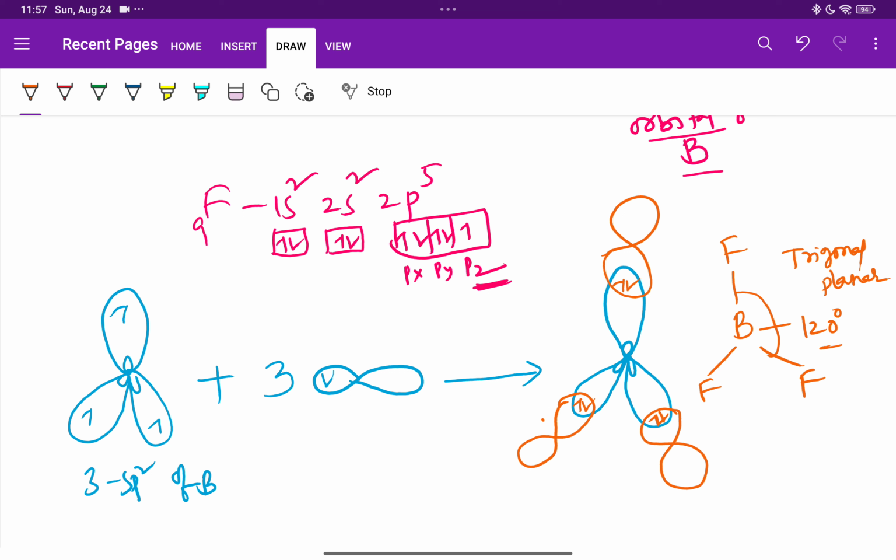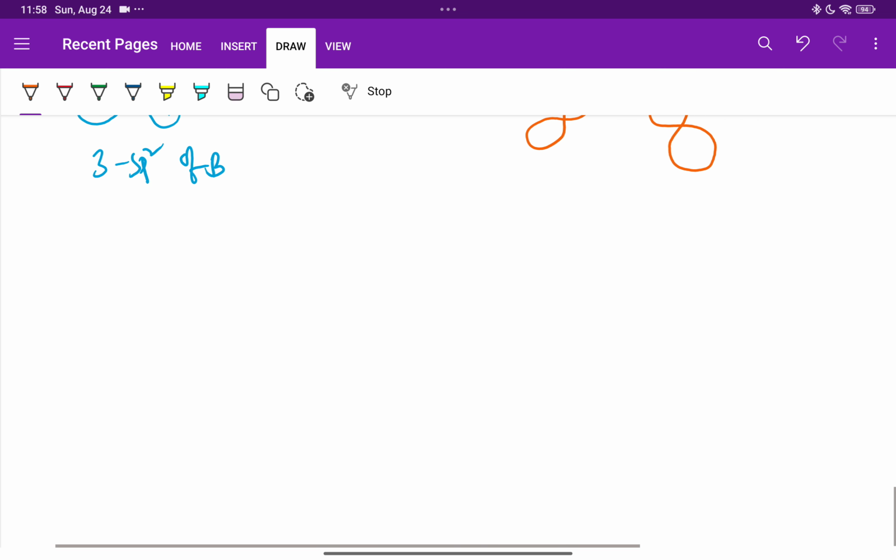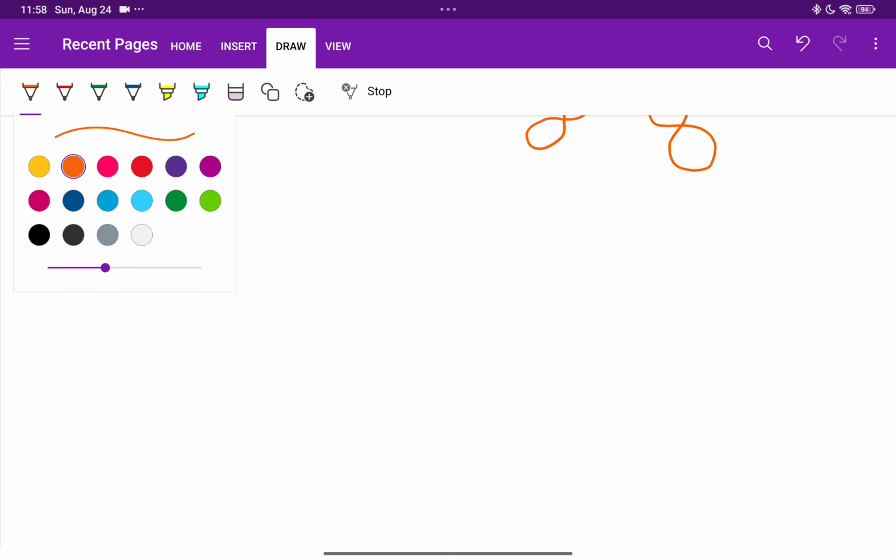And how many sigma bonds are there? 3 sigma bonds are there, and this overlapping is called sigma sp2 p type overlapping. Sigma sp2 p. sp2 is coming from boron, p is coming from fluorine. So this is about sp2. Next, sp3 hybridization.